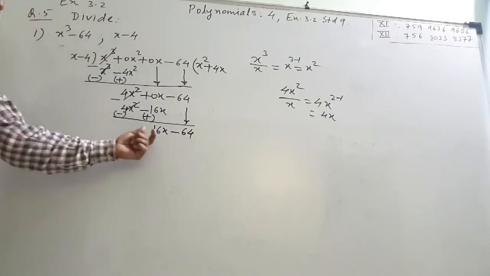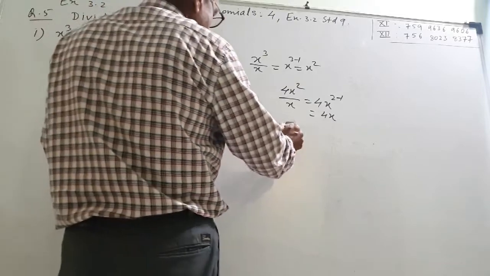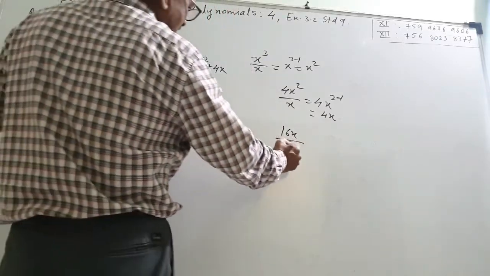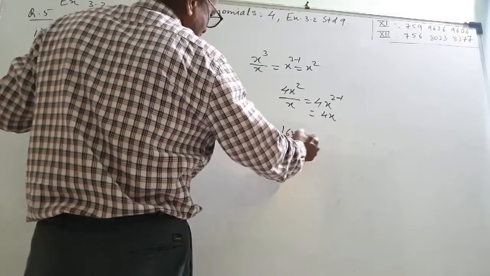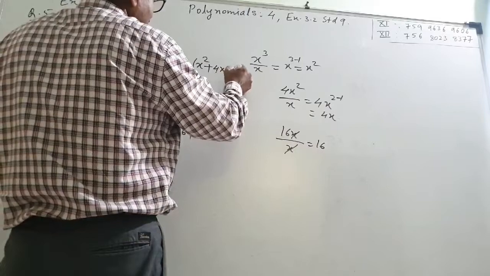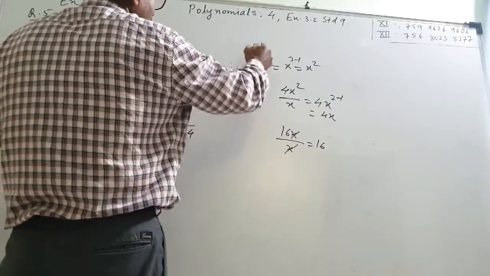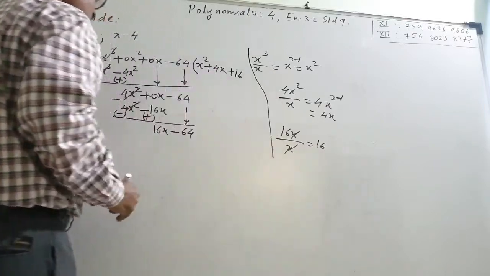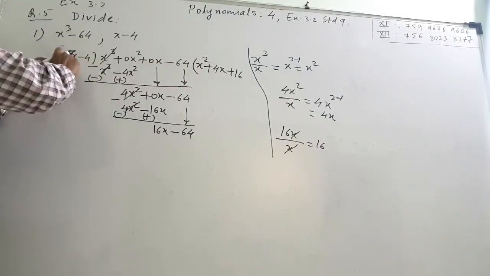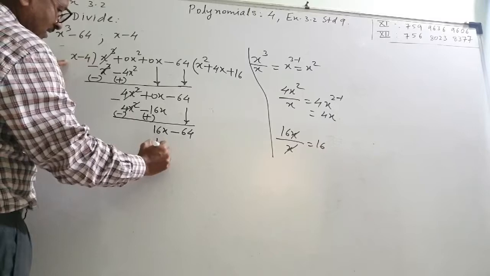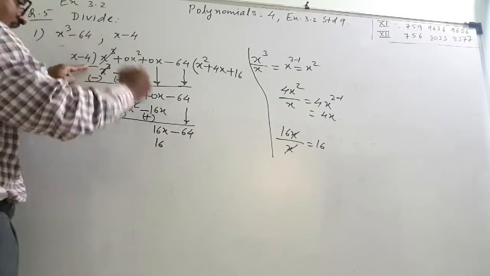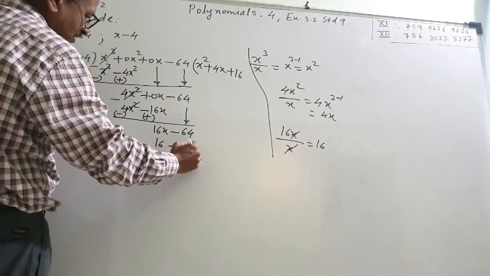Now once again the first term here is 16x upon the first term here is x. X cancel and that is equal to 16. So it is plus 16. Now by this 16 I will multiply this. 16 into x is 16x. 16 into 4 is 64 and this is minus 64.